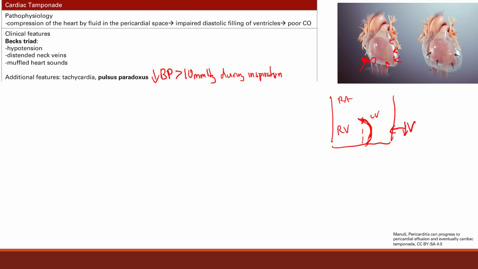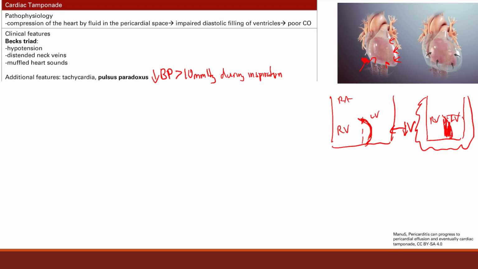Now in tamponade, why does it decrease more than 10? Why is it exaggerated? Well, in tamponade, we have all this fluid around the heart. So now it's smaller than it normally is already. And so when we inspire, we're going to pump out, and now the space that this septum is going to take is a larger proportion of the original volume of the left ventricle, because remember, it's all compressed already. So you have a proportionally larger decrease in blood pressure, and that's going to show up as more than 10 millimeters of mercury during inspiration.